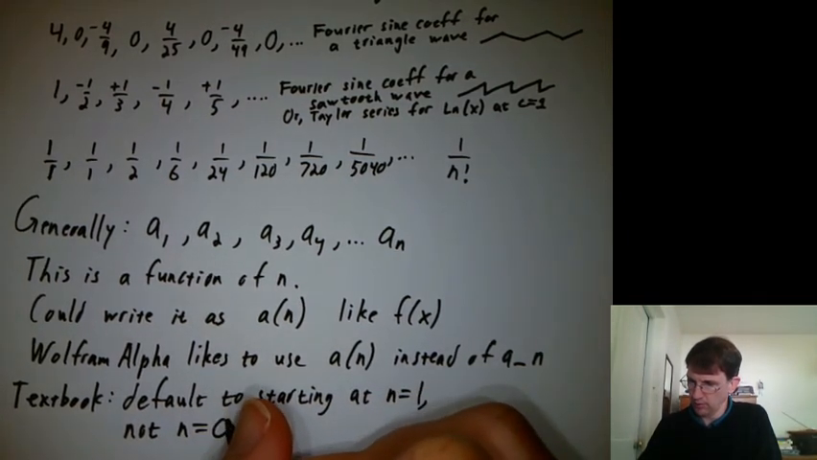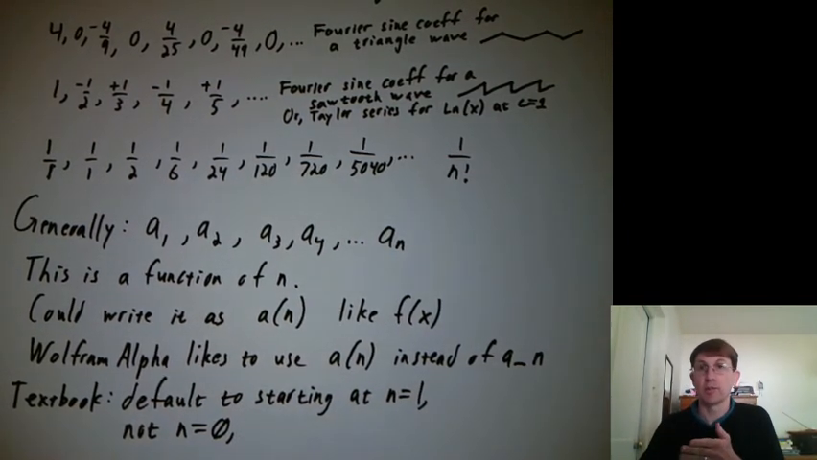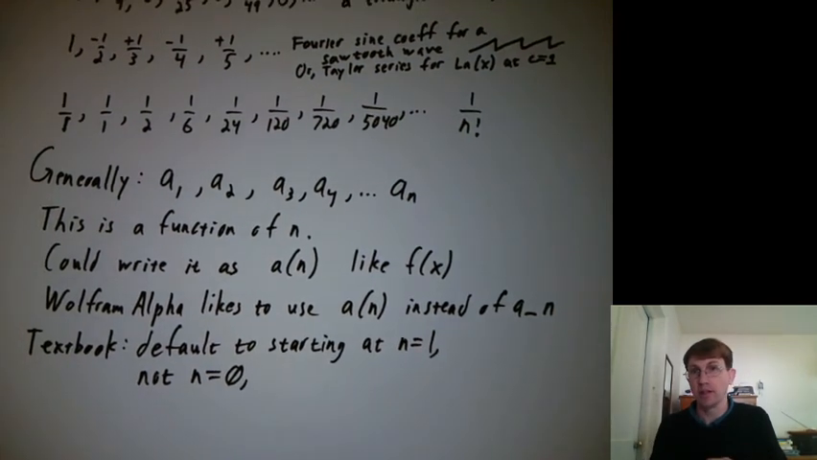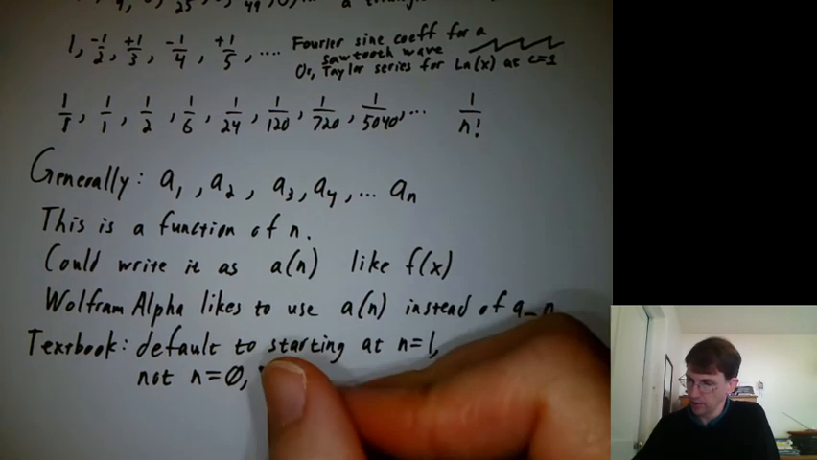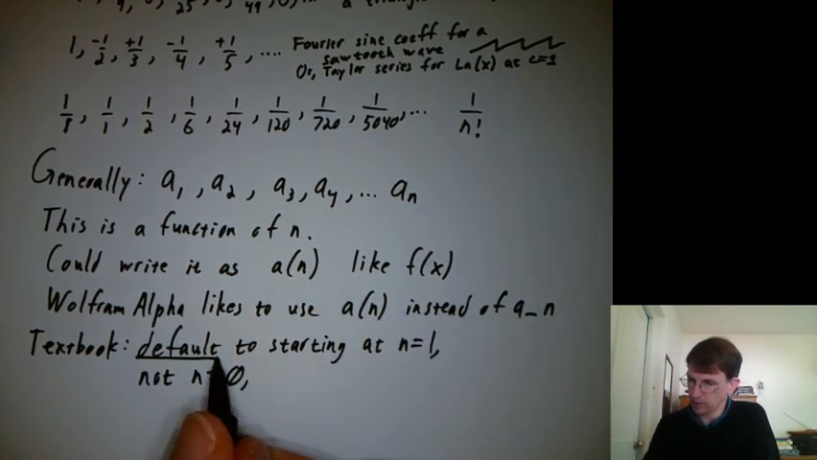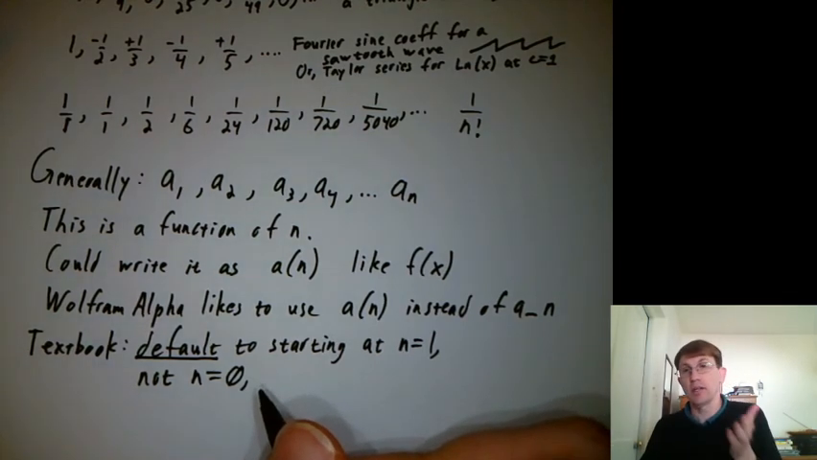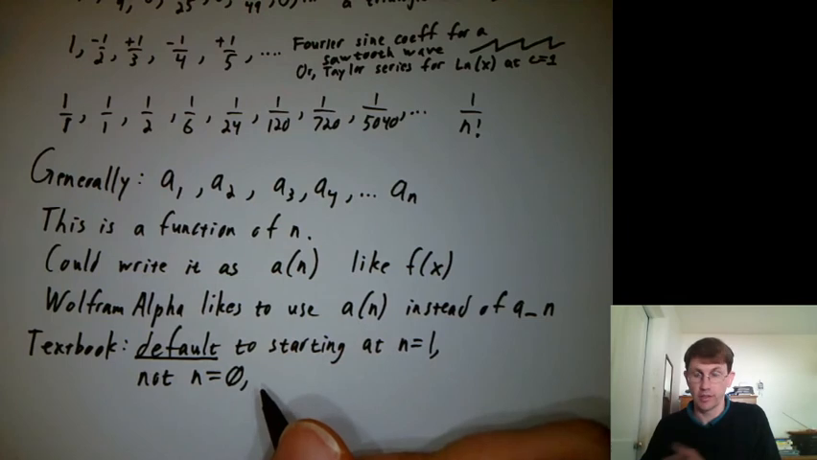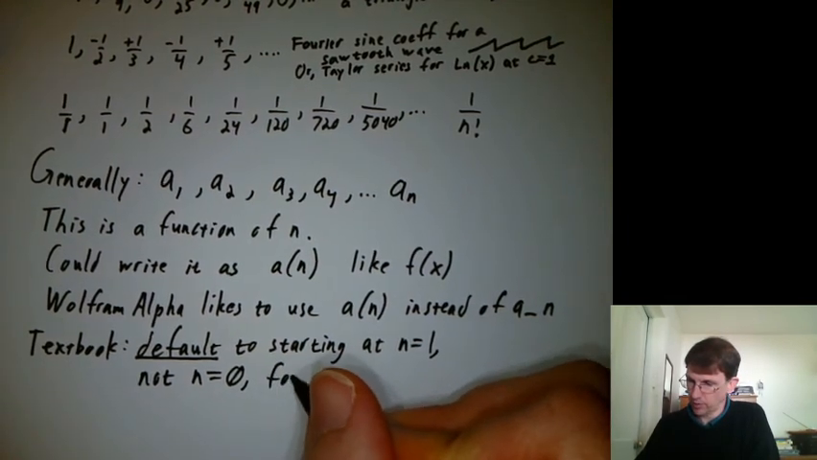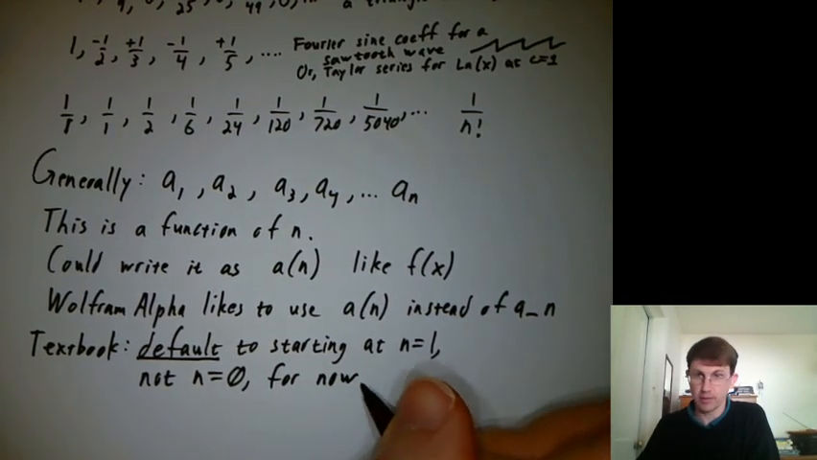Not n equals 0, unless someone specifies something else, like in this sequence we start at 0, or in this sequence we start at 2, or something. So we're defaulting to starting at n equals 1, not n equals 0, until we get to one particular kind of series or sequence, and then we'll start defaulting to 0. So I'll mention that when we come up against it.